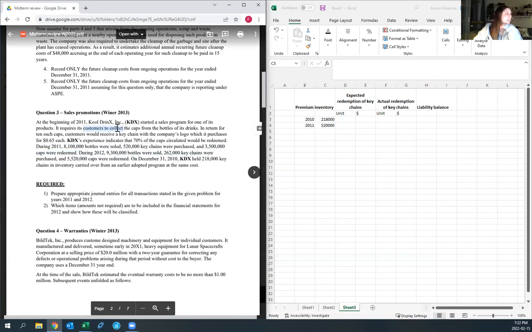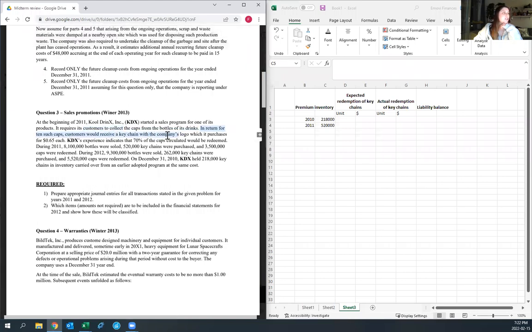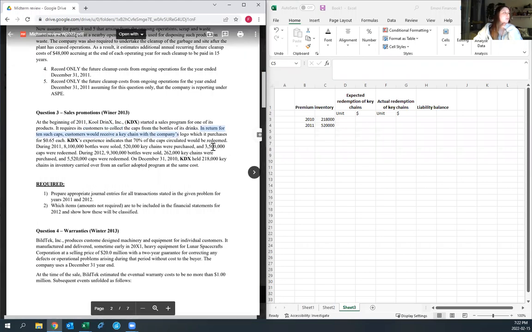Divided by 10 because in return for 10 such caps, a customer will receive a keychain. So we do 3.5 million divided by 10 to find the number of keychains that were redeemed. So it's going to be 350,000 that were redeemed for the year, and we can put it down in our actual redemption column here for 2011.